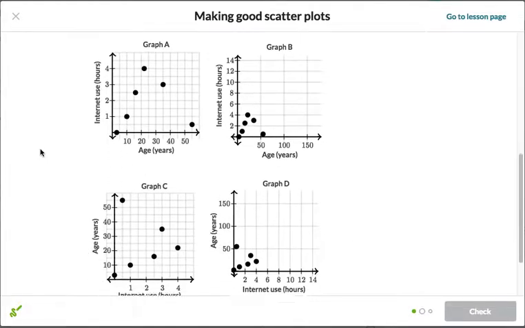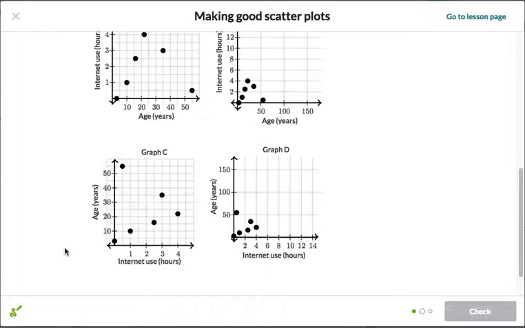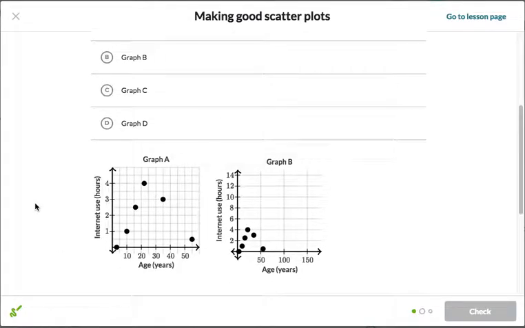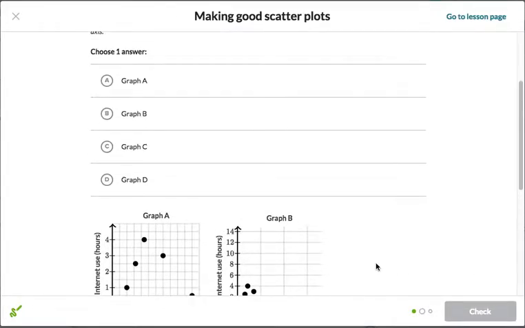Age is the x-axis. So we're just going to look at graph A and graph B, because graph C and D are already using the incorrect axes. And it starts to get really obvious here, because if you see the data crunched up like this, that does not make sense. It's not a good scatter plot when it's crunched up here. You want to have it nicely spread out like this one here. We can see already, again, age is ranging from 0 to 60, and the internet usage rate ranging from 0 to 5. So that is a good scatter plot in graph A right there.